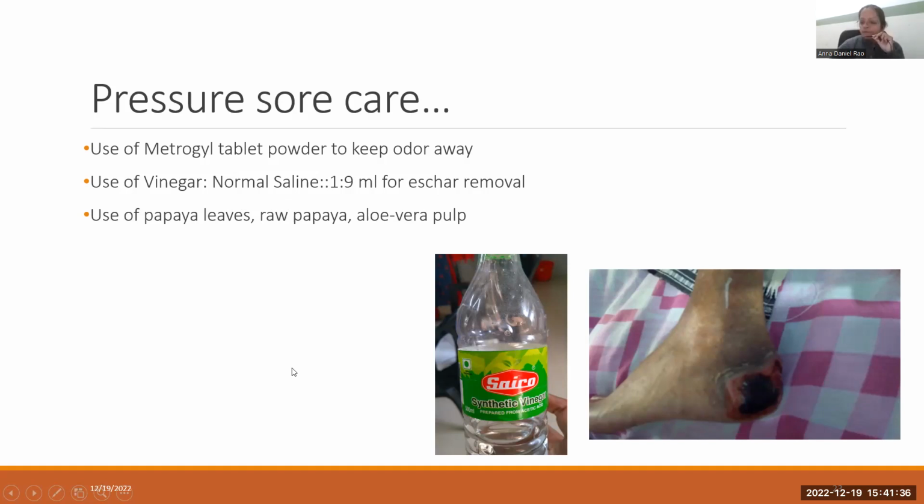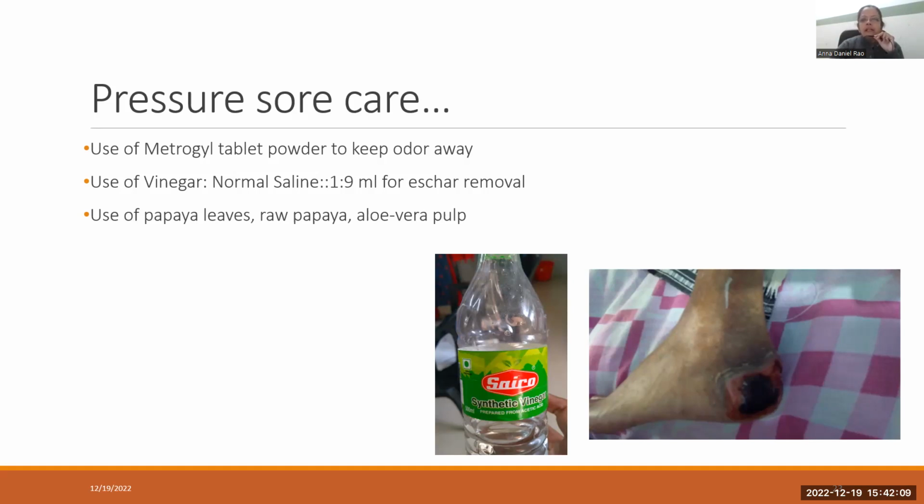The use of papaya leaves is also done in many village parts, rural areas. Raw papaya can also be used. A thin slice of papaya can be placed, especially when the wound surface is even. Otherwise you can smash the leaves or raw papaya, make a pulp and apply it over the wound.